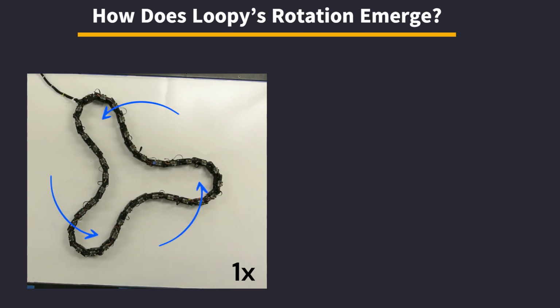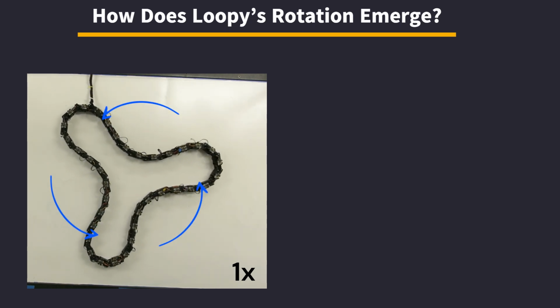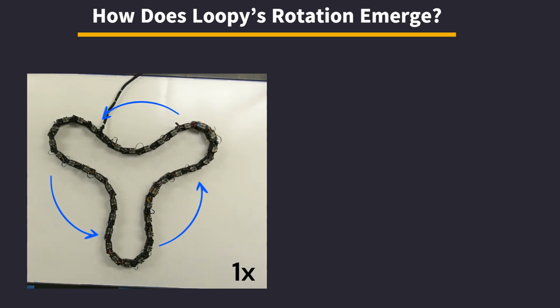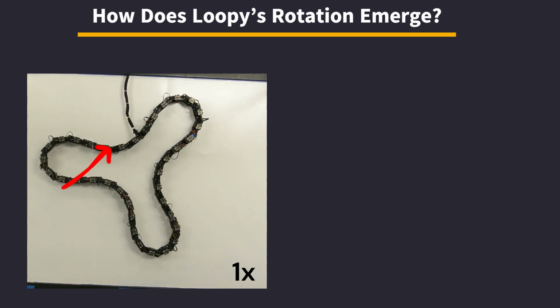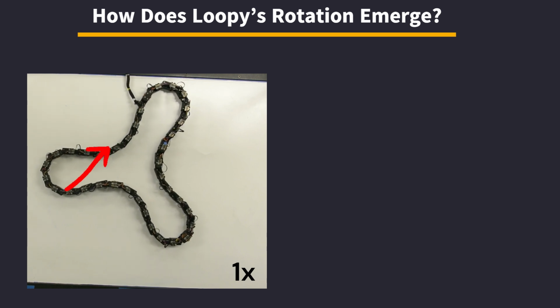How does Loopy's rotation emerge? By looking at Loopy's lobes, we can see that it rotates counterclockwise in the environment. However, if we look at the cable that is fixed to its cells, it rotates the opposite way.